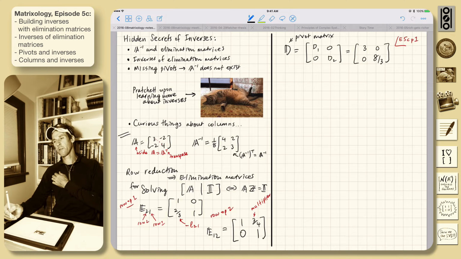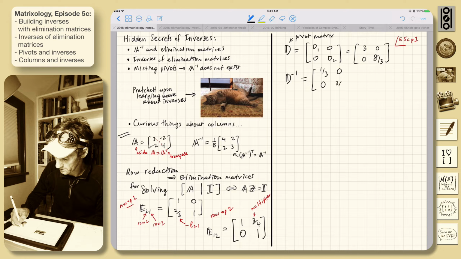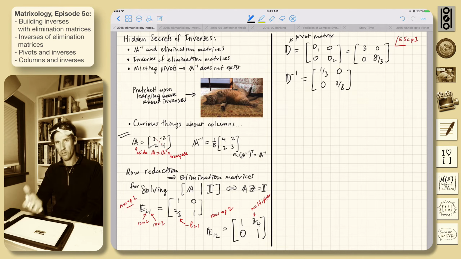Now diagonal matrices, their inverses are easy. So D to the minus 1 is equal to 1/3, 0, 0, 3/8. And you can think about this in lots of different ways. You just simply multiply them together, right? The 3 comes through and just hits the 3. That's the only time it gives you anything. You get a 1. The 3/8 does the 8/3.